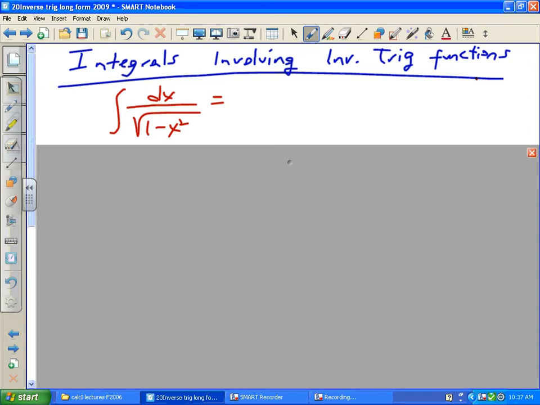Give me a function whose derivative is this. Sine inverse of x, right? So the answer to this one would be sine inverse of x. You know, who would have thought such a thing?